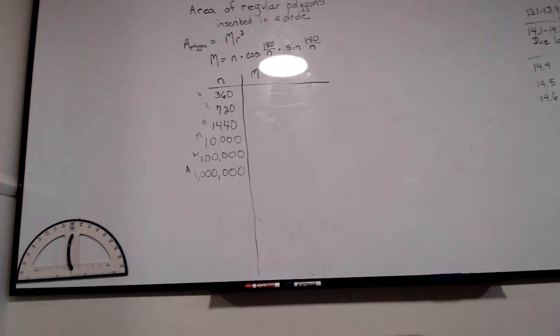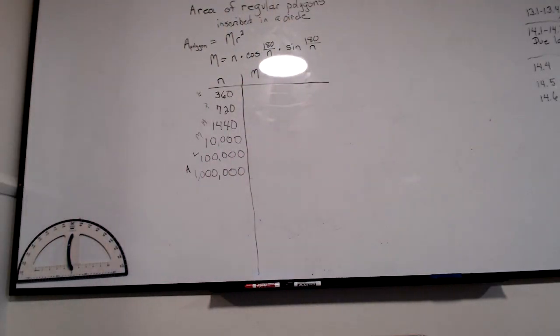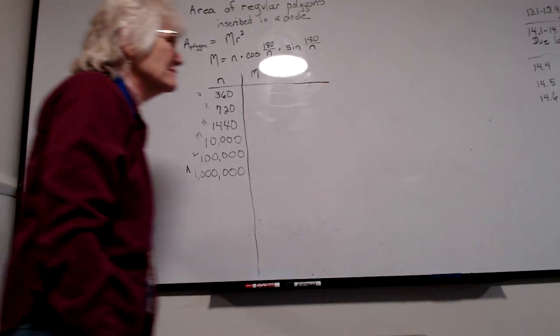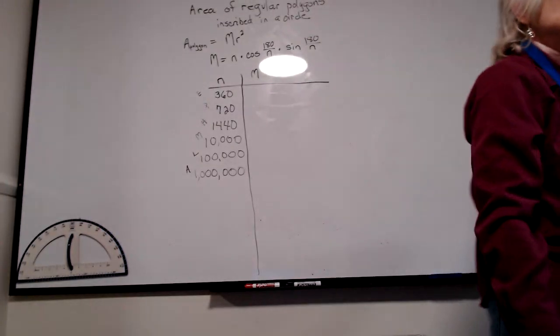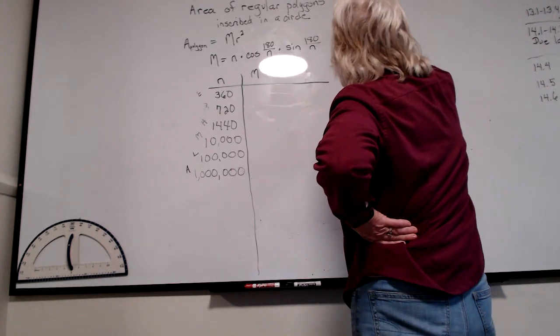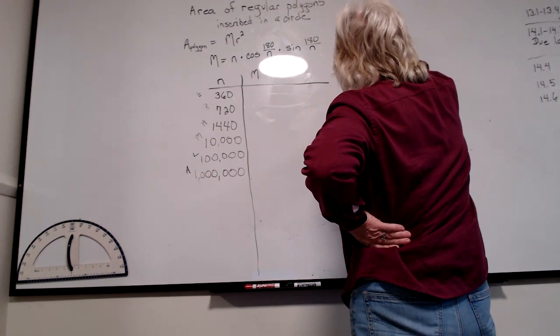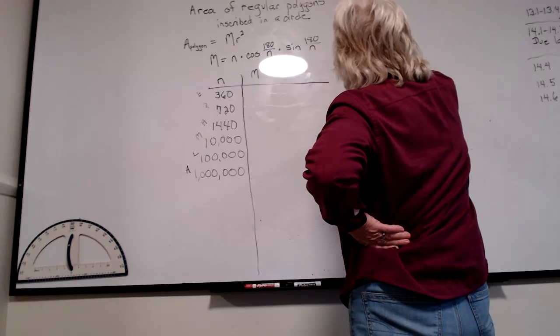Well, several people are writing things down. Looks like Harrison's got his done too. I'll give you another minute or two to finish this up. So what we're trying to show basically is that a circle has an infinite number of sides.